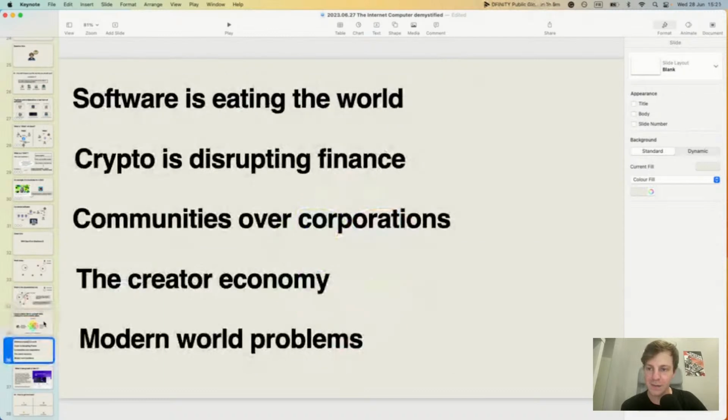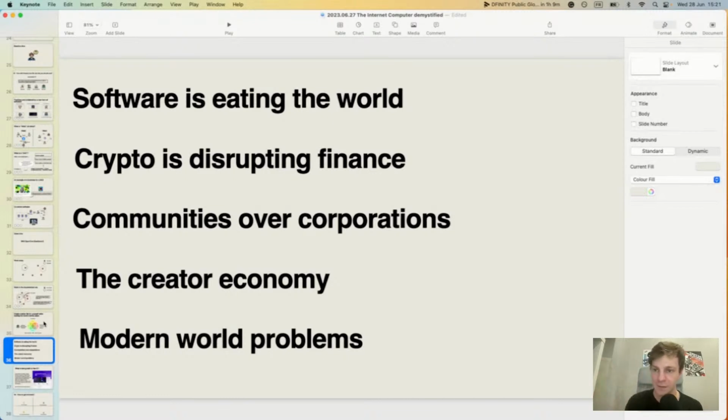And why would I work on the IC? Well, there are so many factors that bring me to this conclusion. For many years, software and digital have been eating the world. That's a quote from one of the biggest investors in the world, and it has been true. But also crypto is disrupting finance. We've seen more and more communities and people not wanting to work for big corporations. We've seen the rise of the creator economy and the modern problems that I was mentioning.